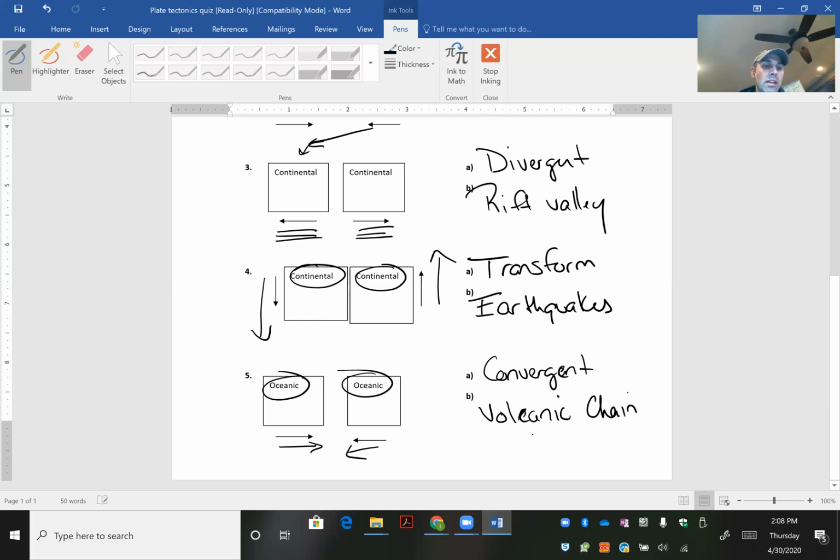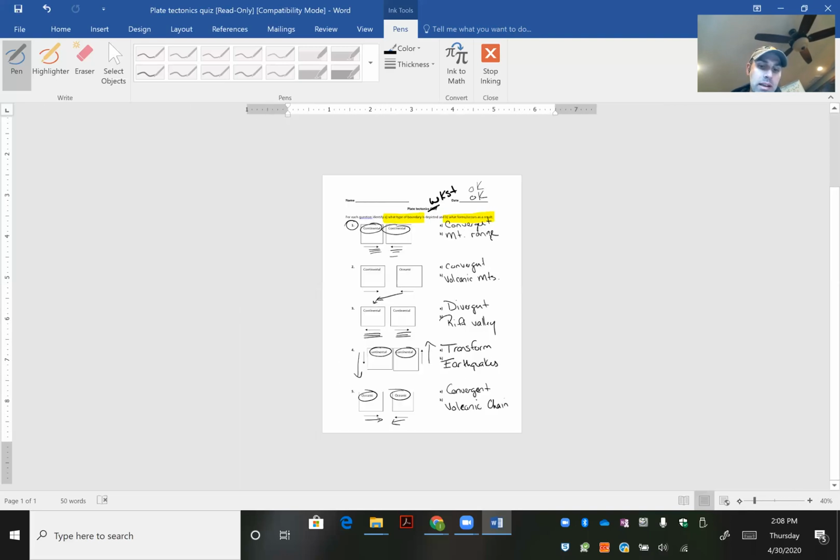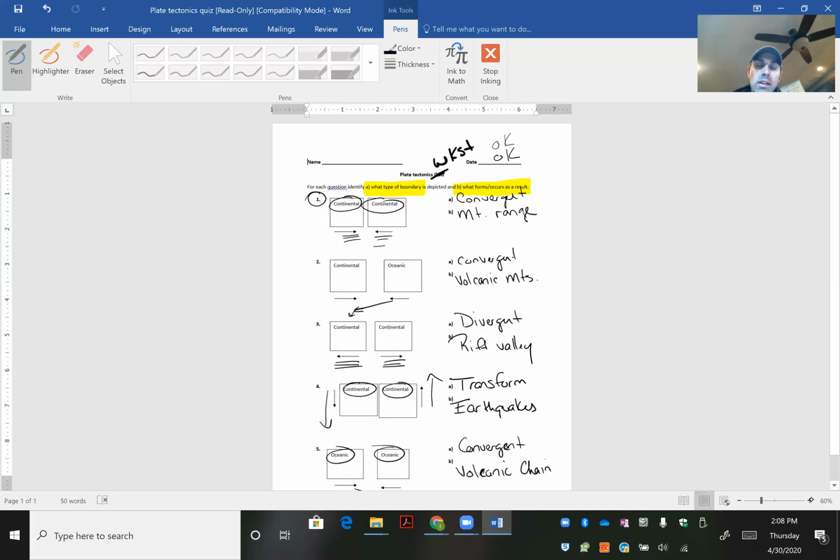That's supposed to be a C, volcanic chain. So let me subtract it and let me minimize this. That way you guys can see everything. There we go. So we have all of our examples there.